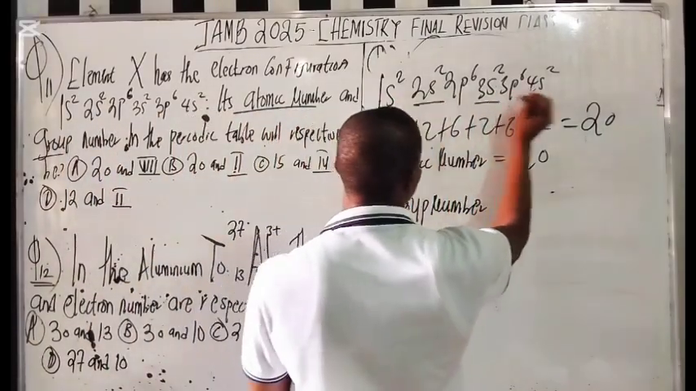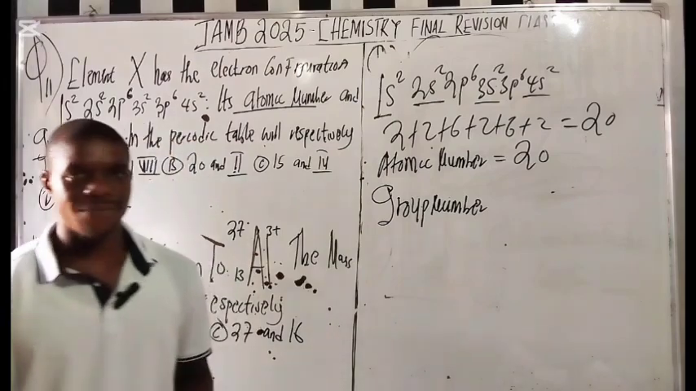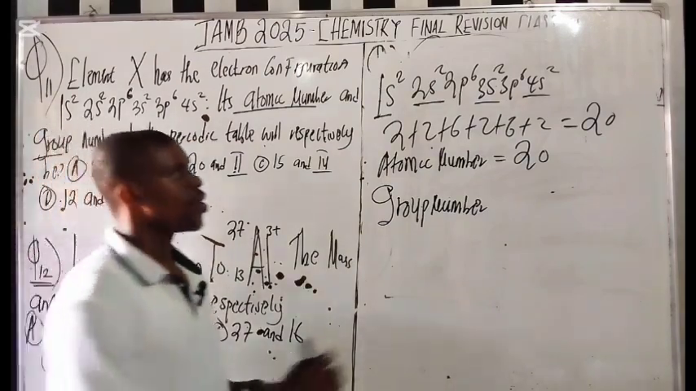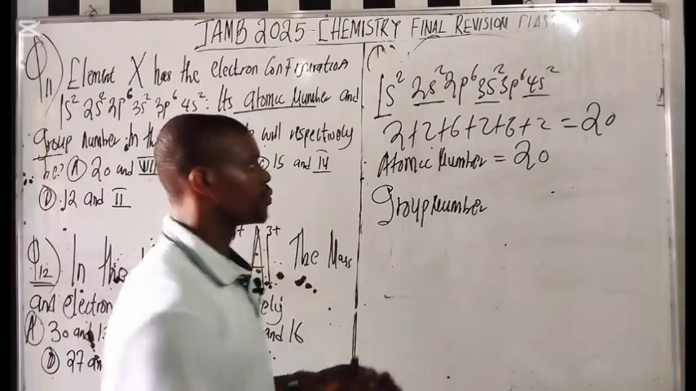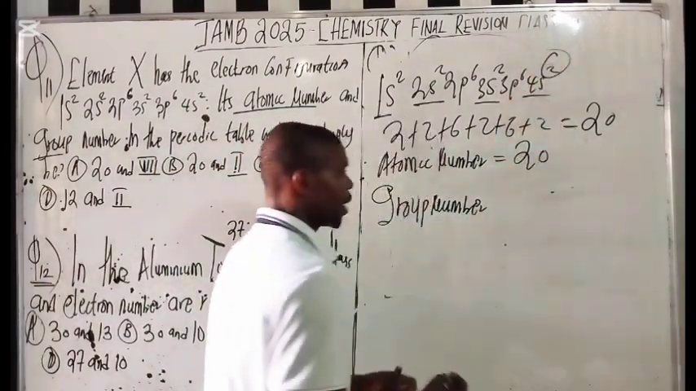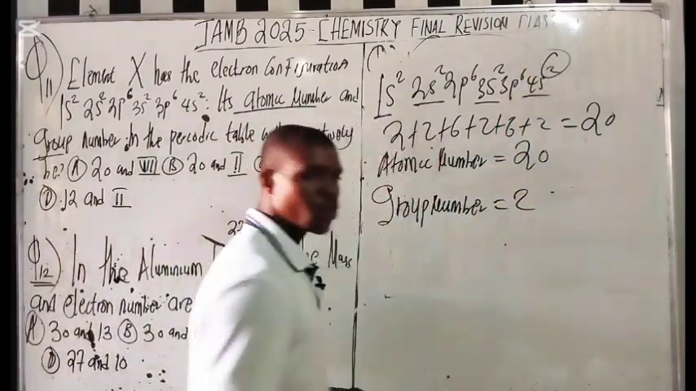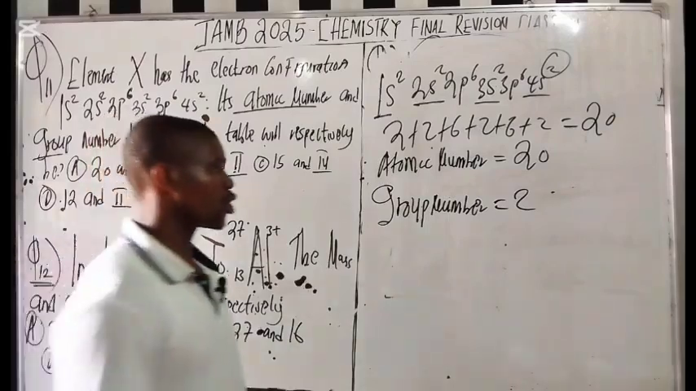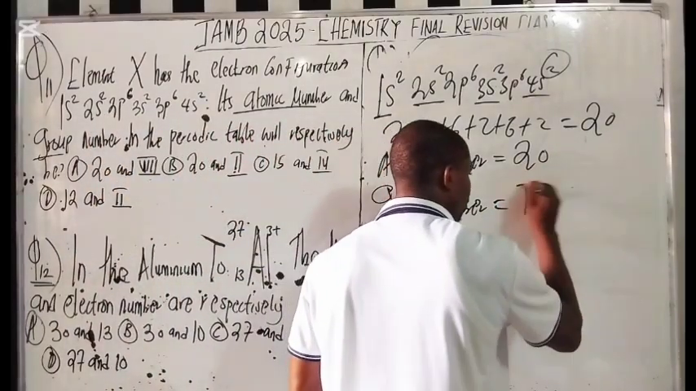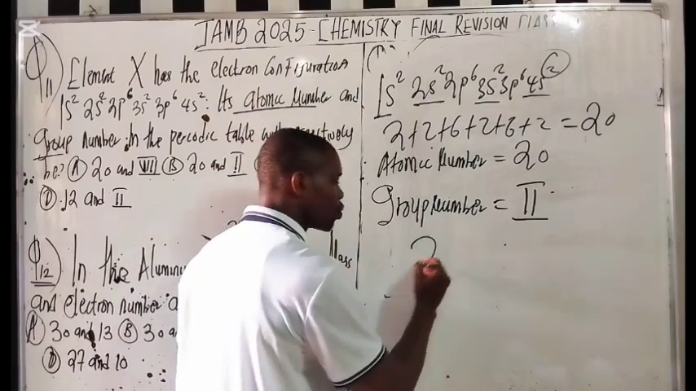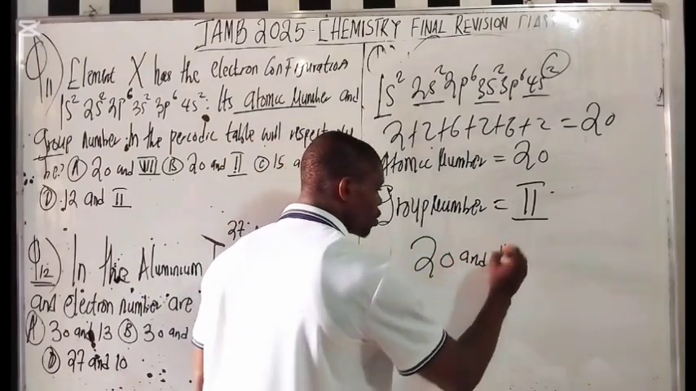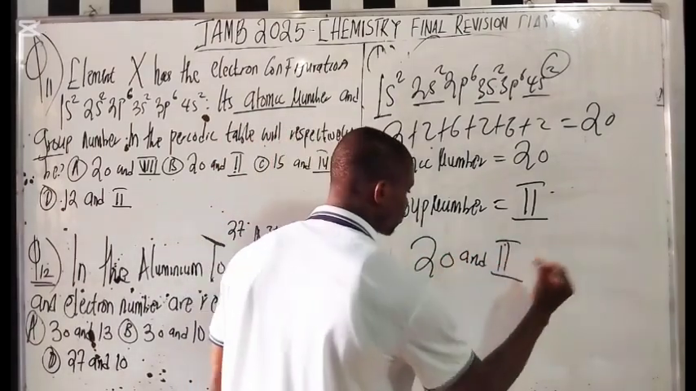If you look at this one here, you have 1, 2, 3, and 4. 4 is the highest energy level, which is 4s, right? How many electrons do we have in the 4s? We have 2. You don't just say 2, no, you put it in Roman numerals, so it is II. So the atomic number and group number respectively are 20 and II. That is it.